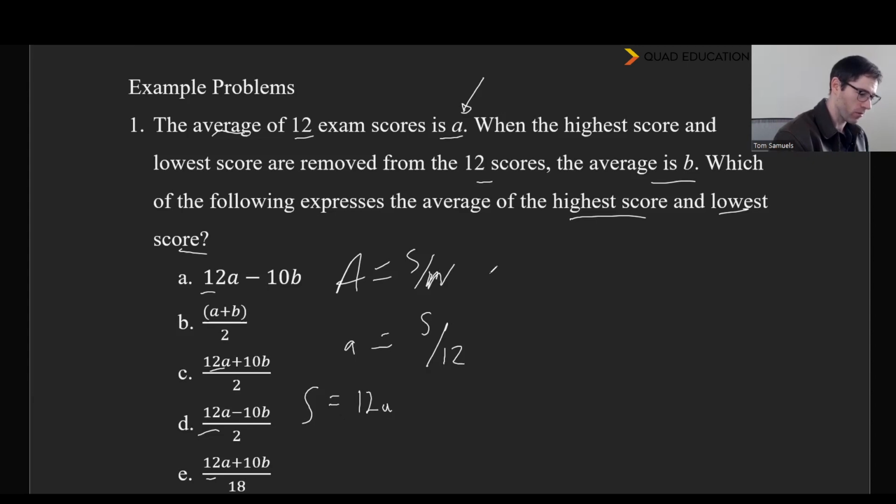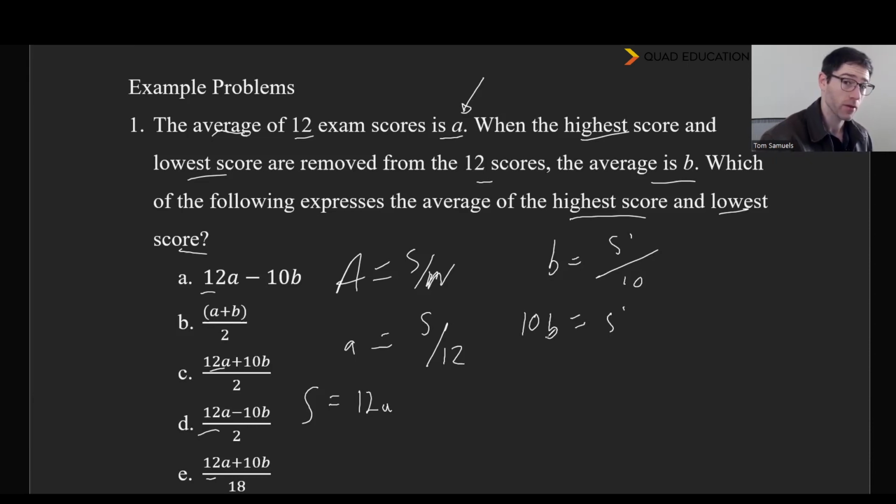And so what about our second average? So we're going to say that b for the second one is equal to that new sum. I suppose you call this s prime just to be a little specific. And then that's going to be over how many numbers? Well, if we're getting rid of the highest and the lowest numbers, that's going to be 10 numbers. And so our second sum is going to be 10b. All right, well, then what's the difference between the two?